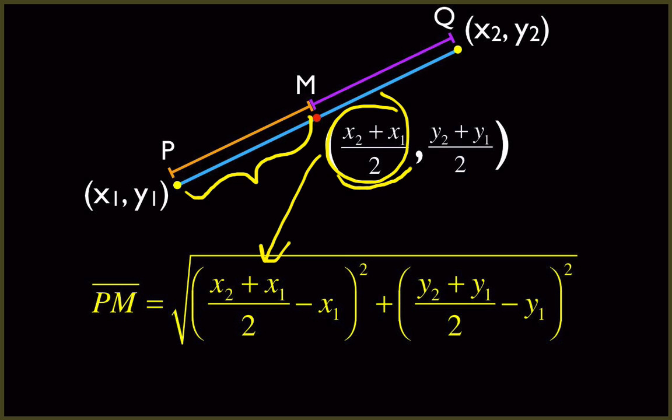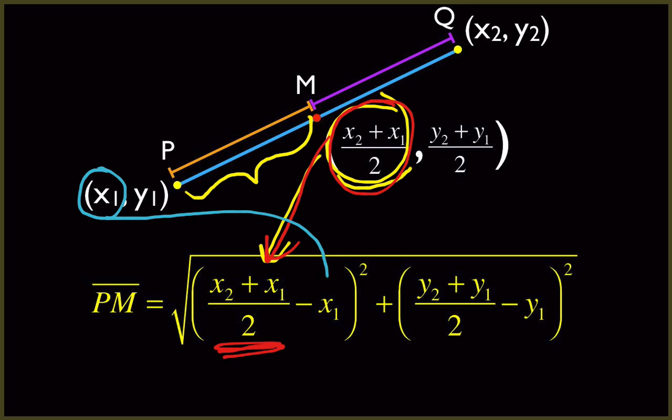Let me use a different color to make it easier to see. Okay, so that's that piece. My second part, my x1, comes from this right here. And so that's subtracted right there. So you can see it's the same formula we used before. We're taking the second point and subtracting the first point, and then we're squaring it.